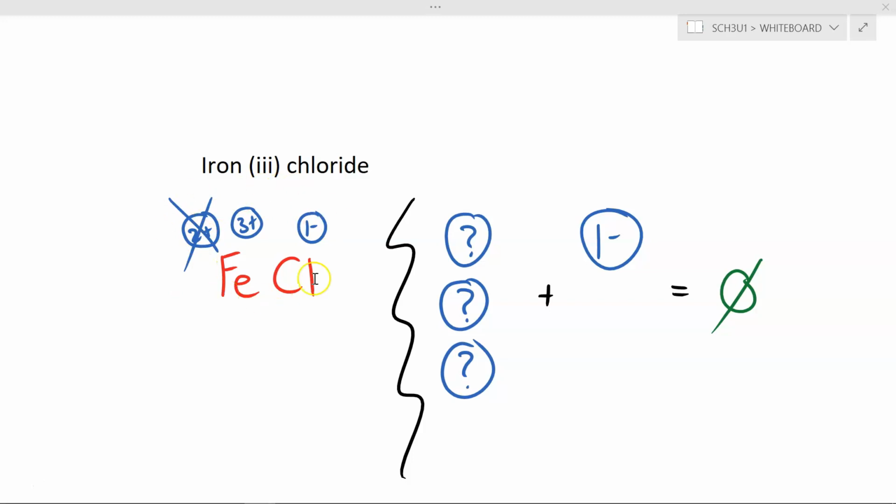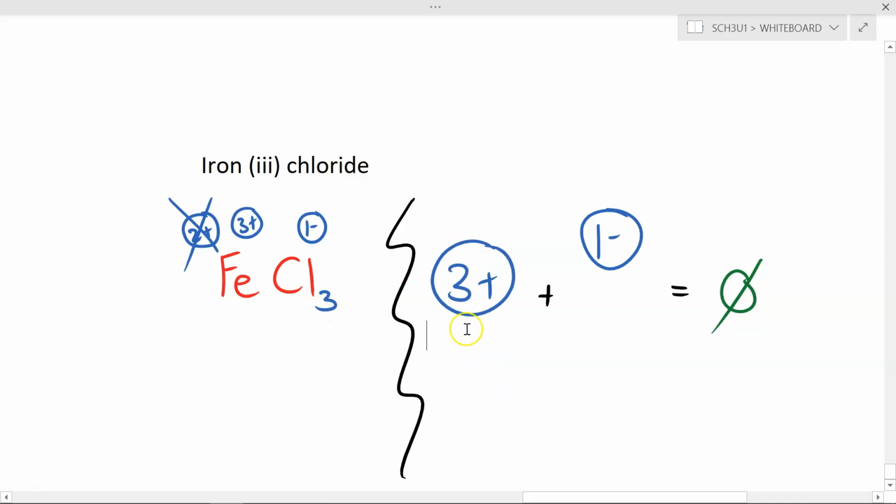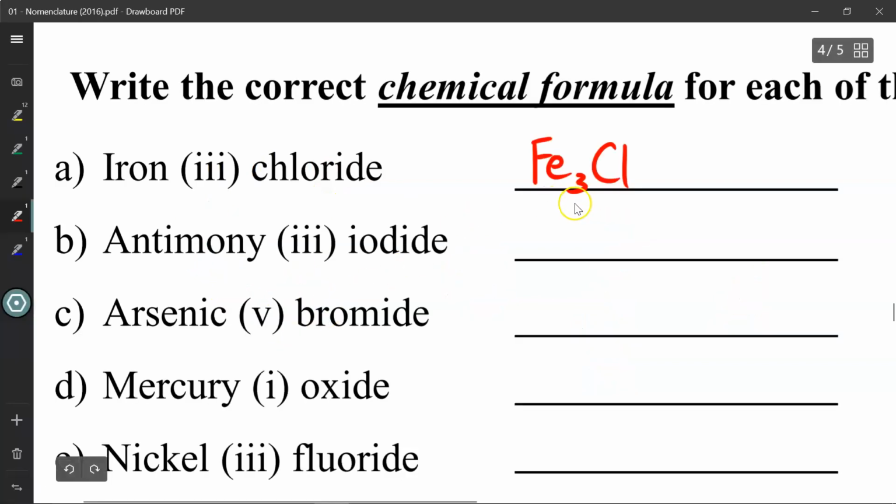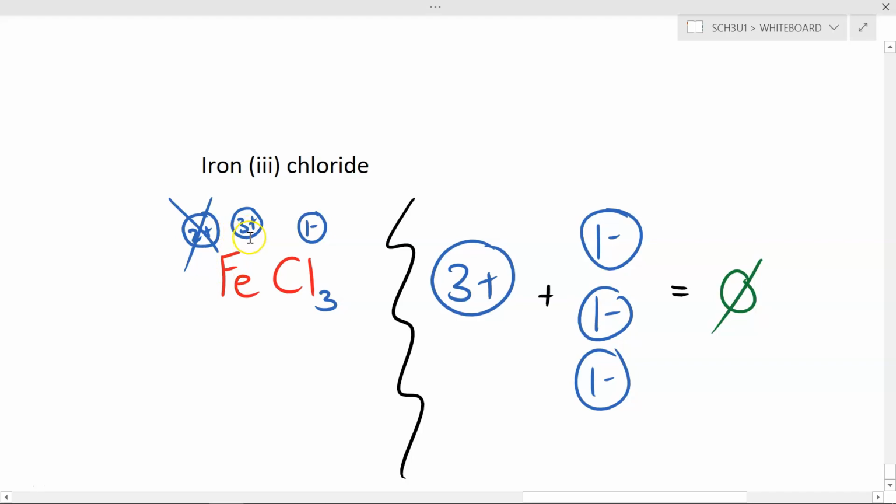And in order to zero-sum this, I would only need 1 iron, but 3 chlorines. So not 3 irons, just 1, worth a 3 plus. But I do need 3 of these chlorines, each one worth a 1 minus. So iron 3 chloride should be FeCl3 and not Fe3Cl. Alright, so when I say iron 3, I don't mean 3 irons, I mean the iron 3 species.